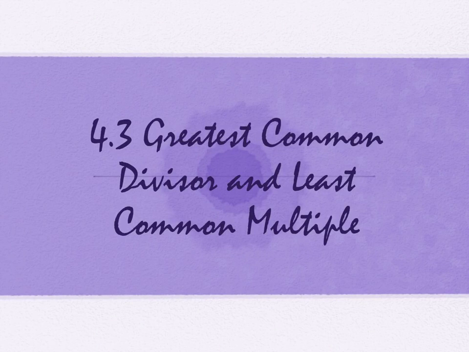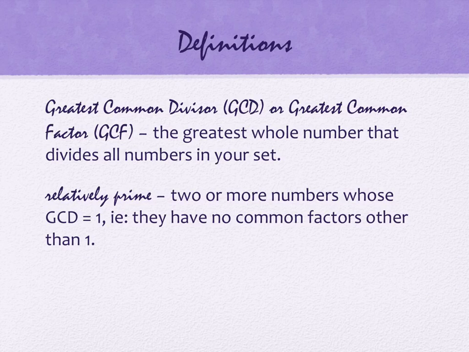Today we're going to take a look at section 4.3, greatest common divisor and least common multiple. If I remember right on timing, I think the greatest common divisor will finish today, and then least common multiple will be next class period, okay? All right, so to start with, greatest common divisor, or greatest common factor, so GCD or GCF, is the greatest whole number that divides all numbers in a set.